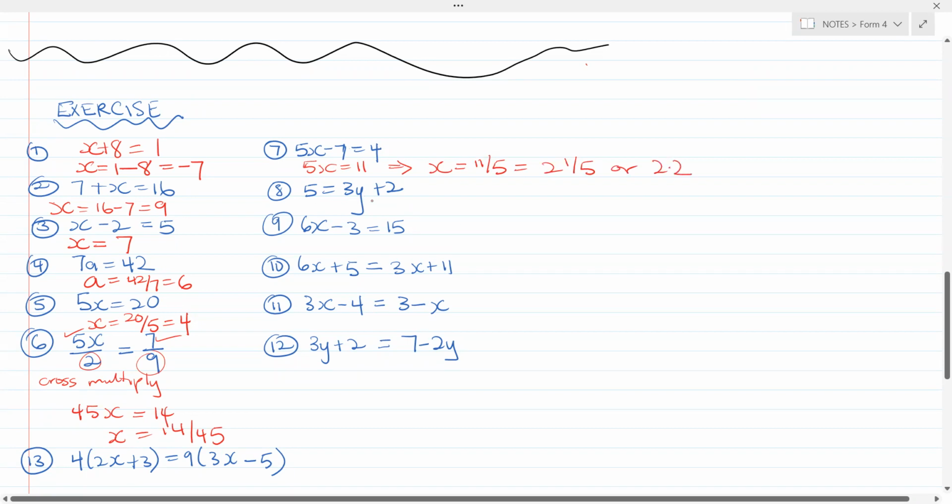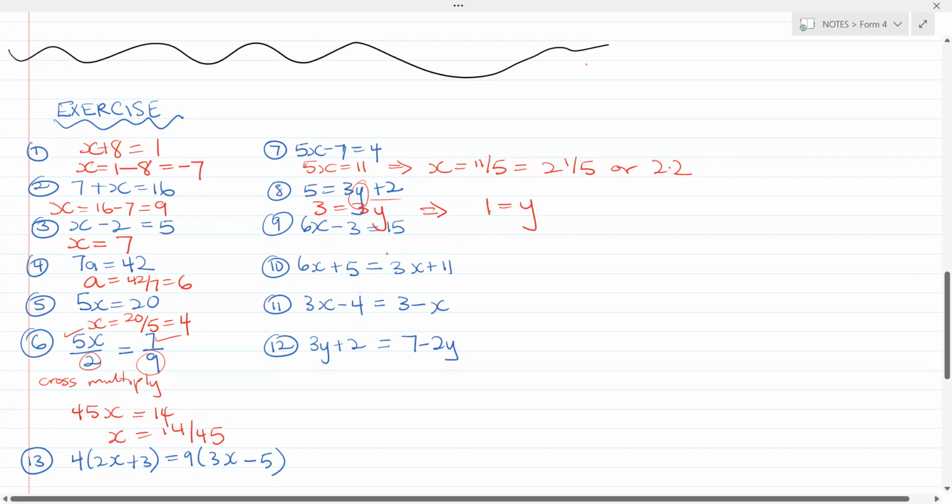5 is equal to 3y plus 2. Of course, remember our goal is to solve for y, no matter if it's on the left or on the right. So we remove the 2 first. So that's going to be 5 minus 2, we subtract 2 on both sides, so 3 is equal to 3y. We divide by 3 on both sides, so 1 is equal to y. y is equal to 1, same thing.